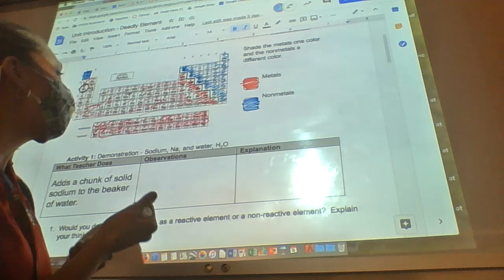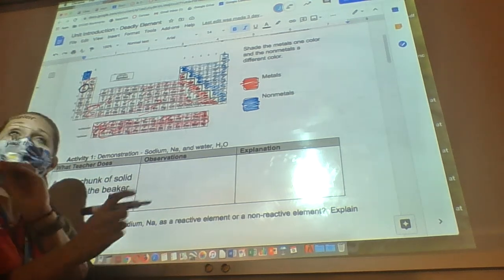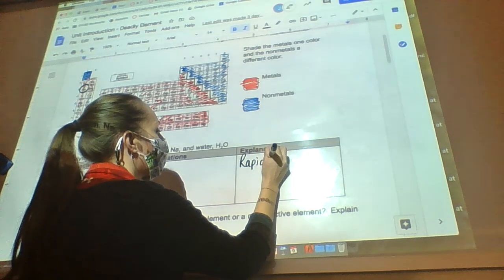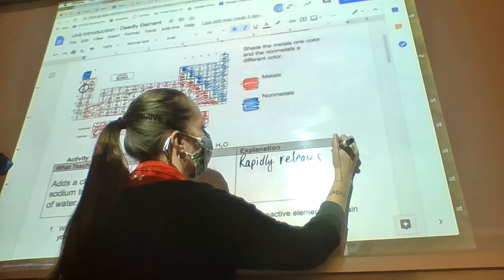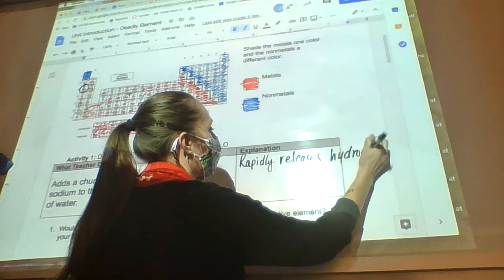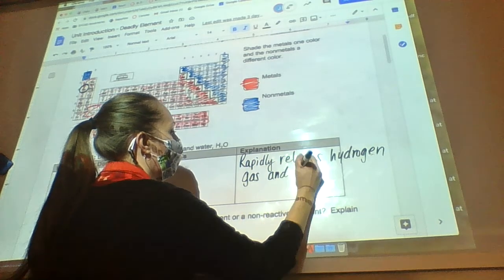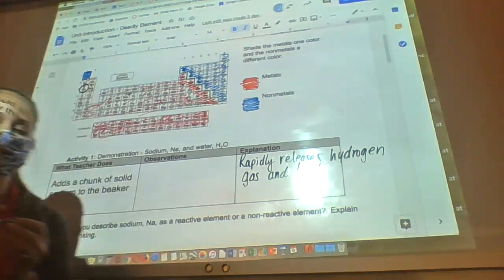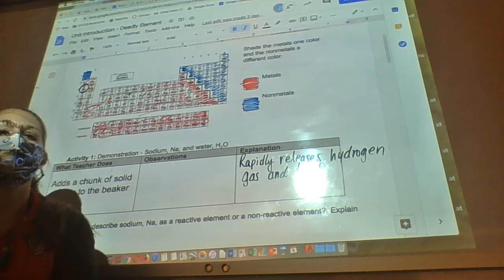All right, so explanation here. When that sodium hits the water, it rapidly releases hydrogen gas and heat. I've done a demo in this class with hydrogen gas before. What do you know about hydrogen gas?